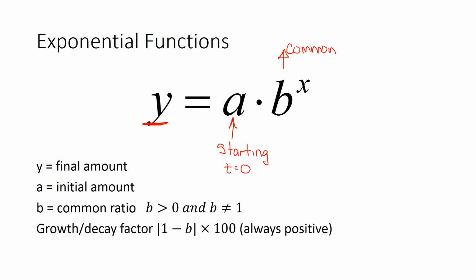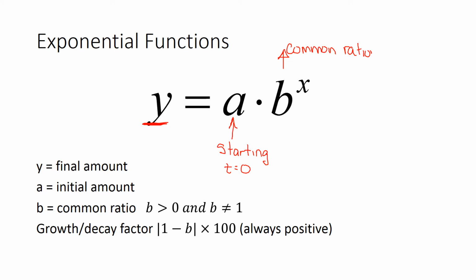Now, this common ratio has to be positive and it has to be greater than 0, but it cannot equal 1. Okay? Has to be greater than 0, but it can't equal 1. So it can't be negative or 1. And that's your common ratio. Now your common ratio could be a fraction, like you could be dividing by 2 each time or dividing by 4 each time.